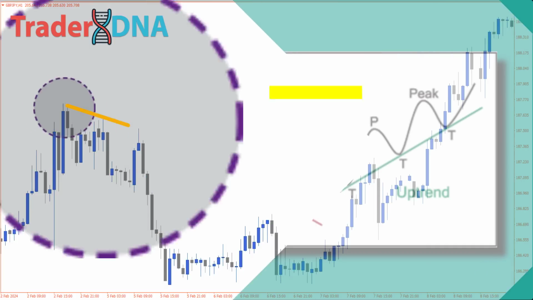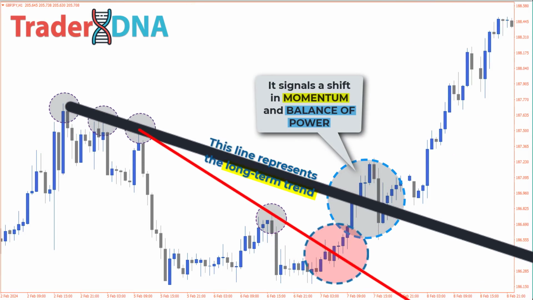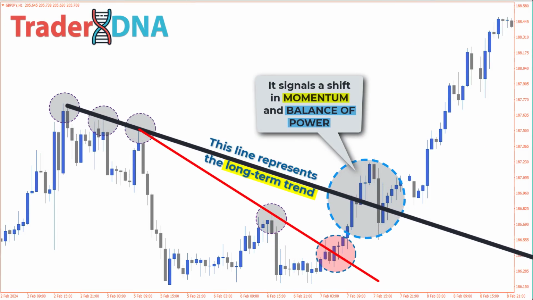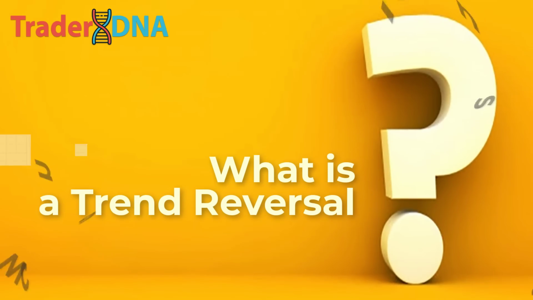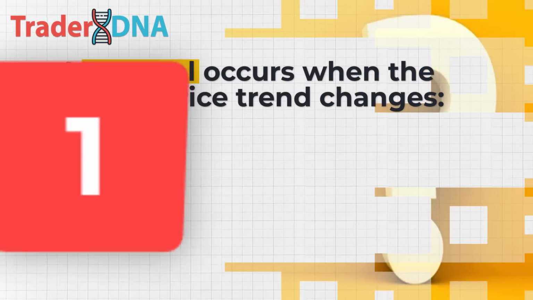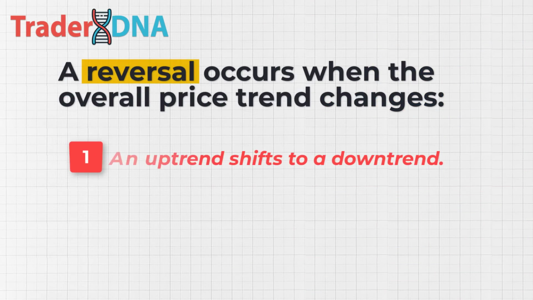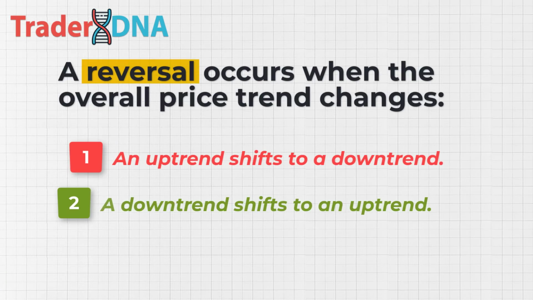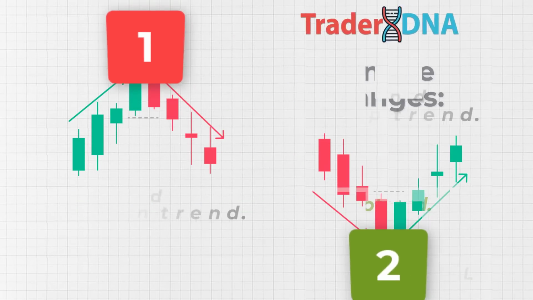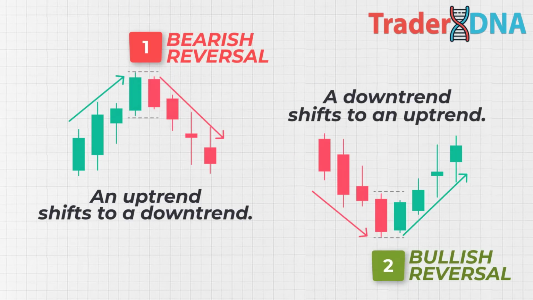Trend reversal trading. Before diving deeper into real market trading strategies, it's crucial to grasp the fundamentals of trend reversal trading. So, what is a trend reversal? A reversal occurs when the overall price trend changes. First, an uptrend shifts to a downtrend. Second, conversely, a downtrend shifts to an uptrend. Here's what a reversal typically looks like. So, what should you do?